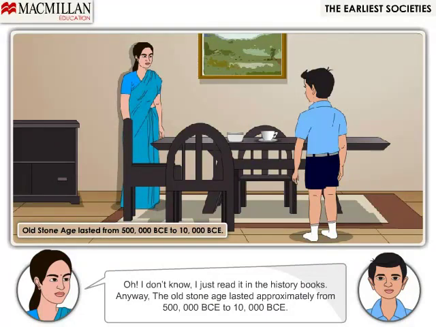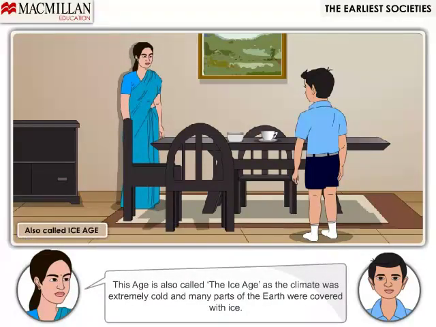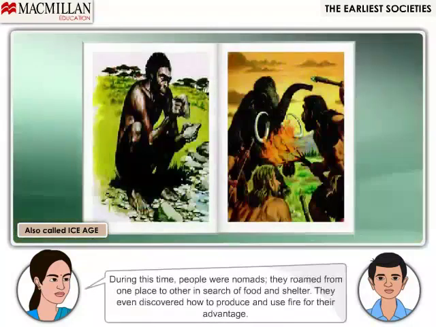Anyway, the Old Stone Age lasted approximately from 500,000 BCE to 10,000 BCE. This age is also called the Ice Age as the climate was extremely cold and many parts of the earth were covered with ice. During this time, people were nomads. They roamed from one place to other in search of food and shelter. They even discovered how to produce and use fire for their advantage.